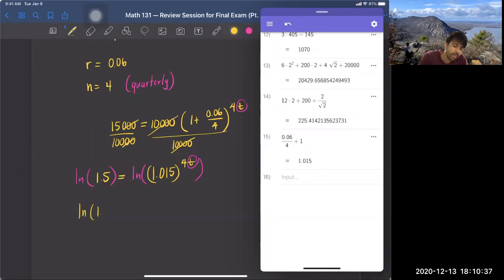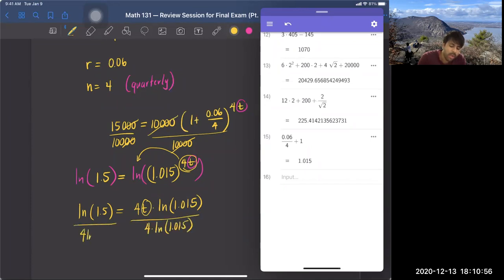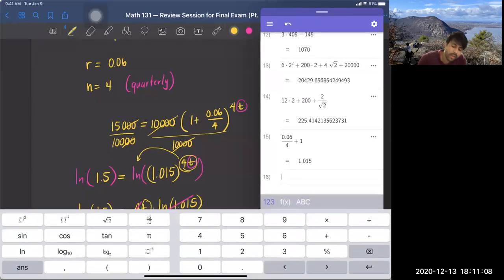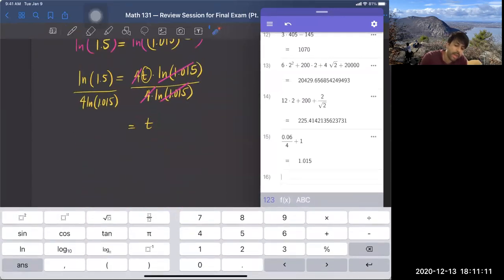This is ln, the natural log, of 1.5. This is an exponent, so I can place it in front by the power rule of logs. So this is 4t times ln of 1.015. I'm still trying to figure out what t is, so I have to divide everything by 4 times ln of 1.015. And then what happens? Cancel, cancel, cancel, cancel. And then this equals t. So this would be my exact value.